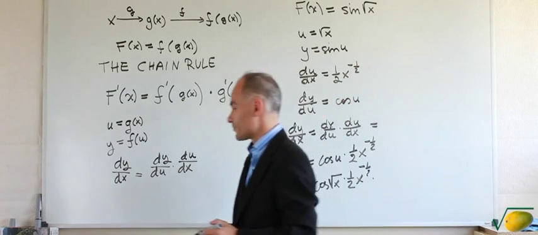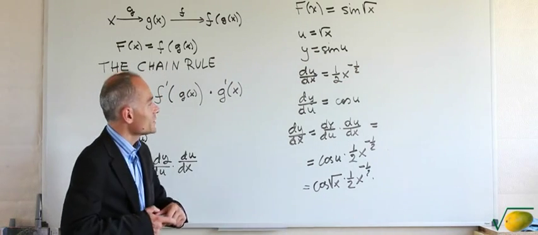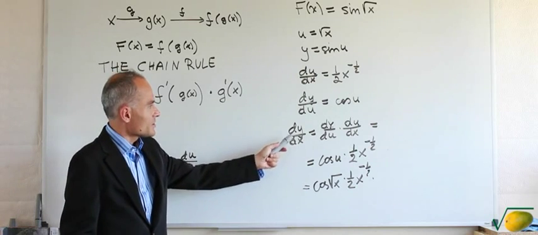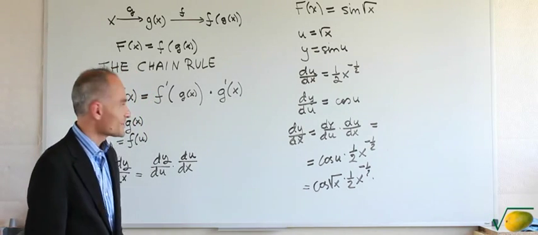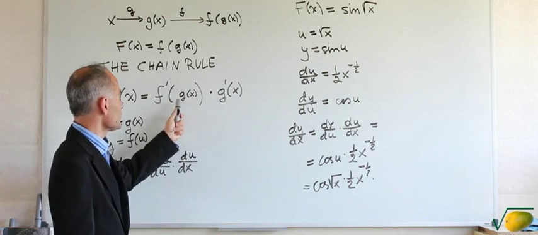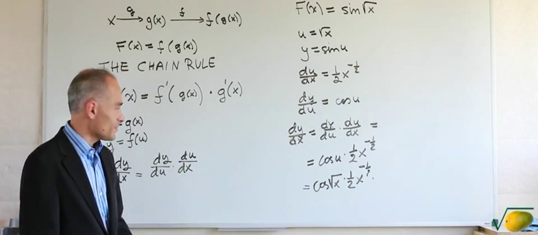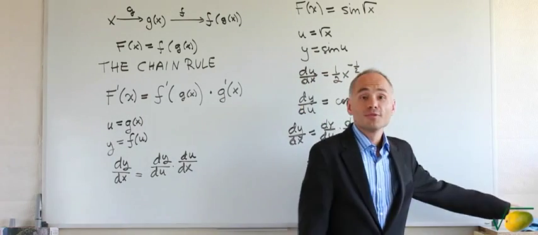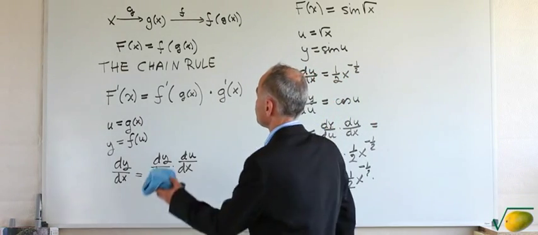Well, pick your choice. Again, I would not use this method because there are so many letters, so many variables. I would just use the chain rule using the prime notation whenever possible. Okay, so now we will move on to some other examples.